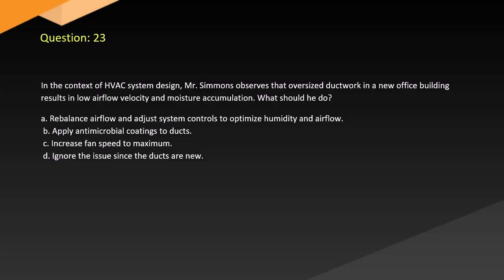Question 23. In a context of HVAC system design, Mr. Simmons observes the oversized ductwork in a new office building results in low airflow velocity and moisture accumulation. What should he do? A. Rebalance airflow and adjust system controls to optimize humidity and airflow. B. Apply antimicrobial coatings to ducts. C. Increase fan speed to maximum. D. Ignore the issue since the ducts are new.